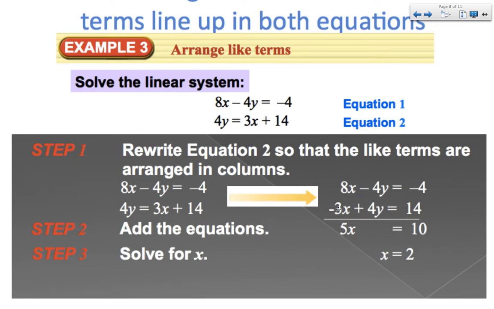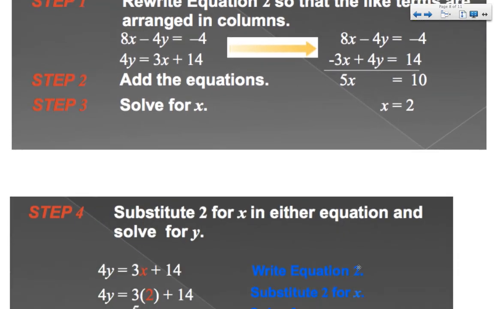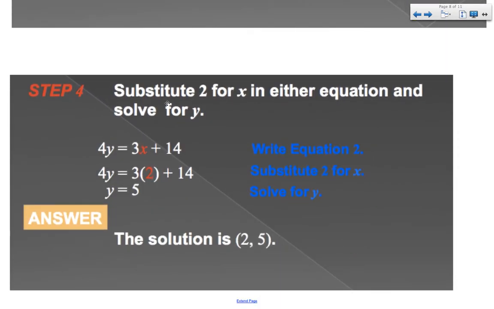Now you can decide, because they're opposite signs, we're going to add the equations. We get a 5x here, negative 4y plus 4y is 0. Negative 4 plus 14 is 10. Divide each side by 5, we get an answer of 2. If you keep going, you can now substitute that 2 back into one of the original equations. 3 times 2 is 6. 6 plus 14 is 20. And then 20 divided by 4 is 5. So your solution is 2, 5.